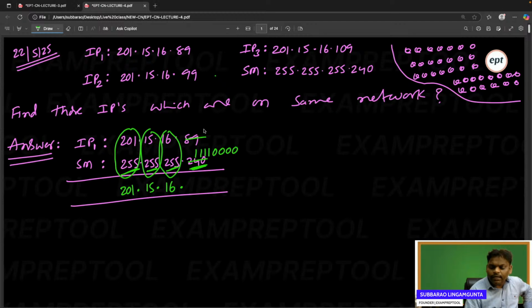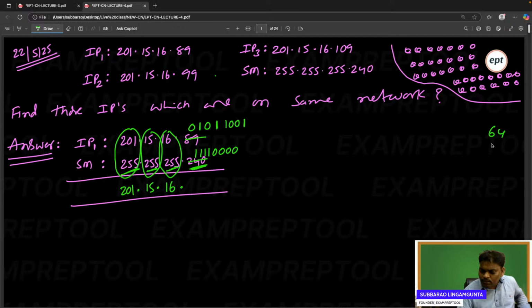89, let me write the 89. 64 plus 25. So 128, 64; 32 not required. Next one, 16 is required. Plus 9, which is 1001. Please take care. I'm just converting 89 into binary format. Please check if I have done anything wrong.